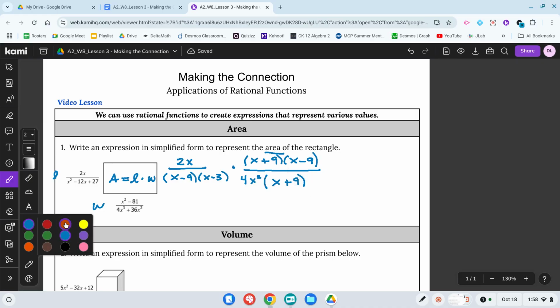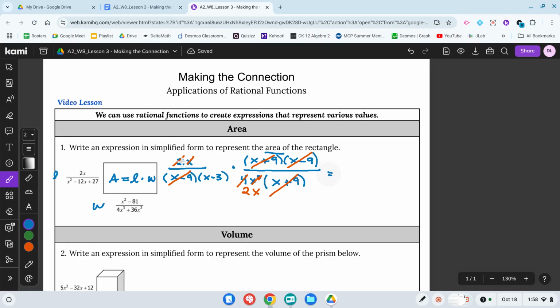Now we can look at what we can cancel. Okay, so this 2 and 4 will cancel and simplify to 1/2. X over x squared will simplify to just an x. X plus 9 over x plus 9 equals 1, and x minus 9 and x minus 9 equals 1.